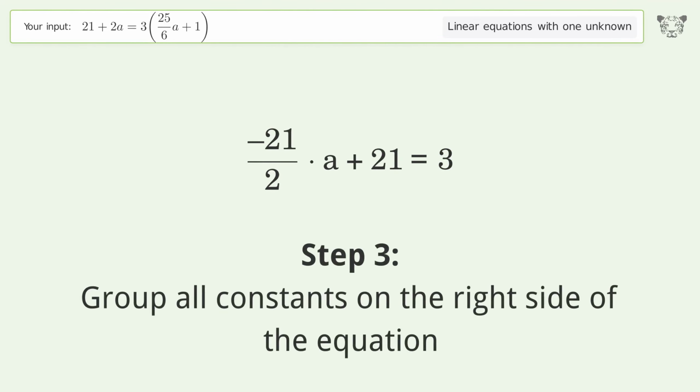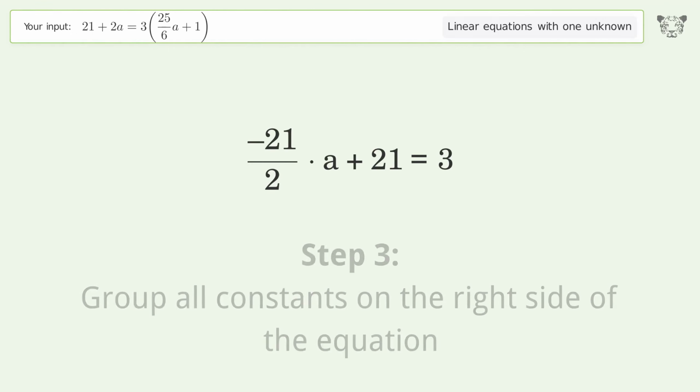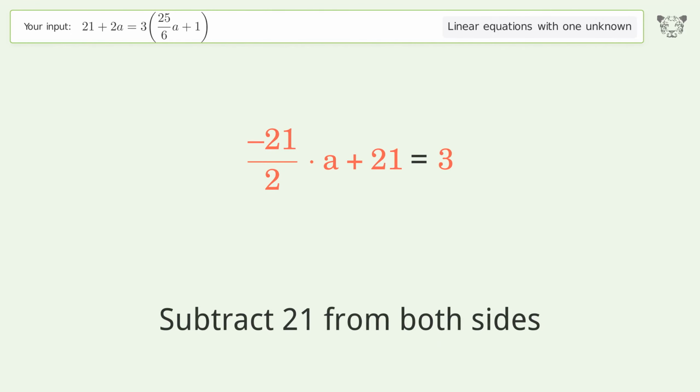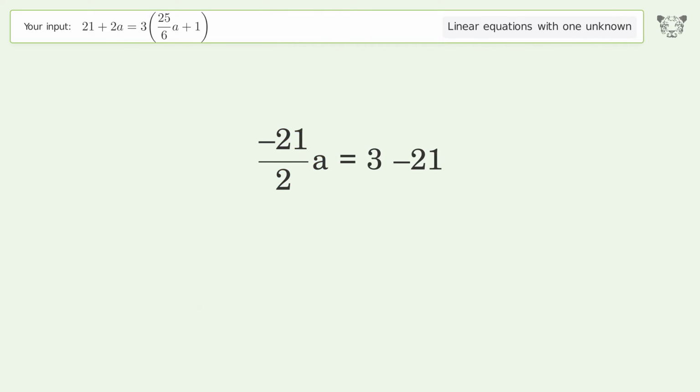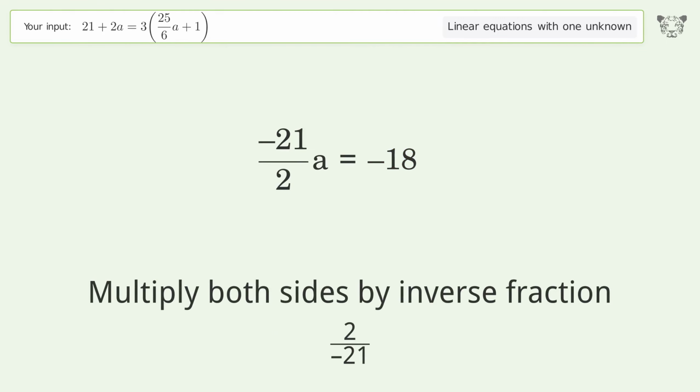Group all constants on the right side of the equation. Subtract 21 from both sides. Simplify the arithmetic. Isolate the a. Multiply both sides by inverse fraction 2/-21.